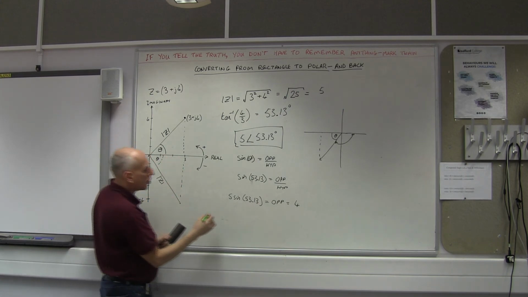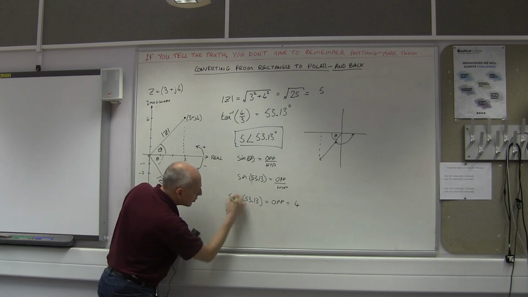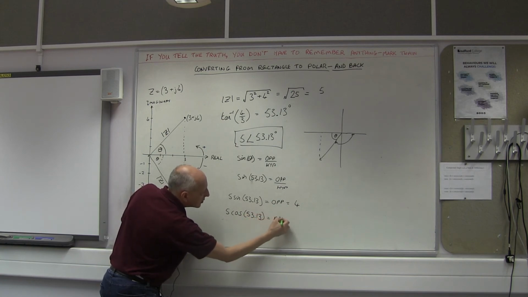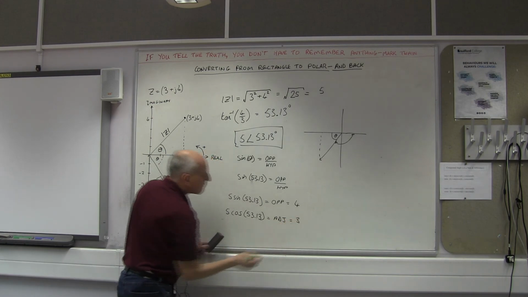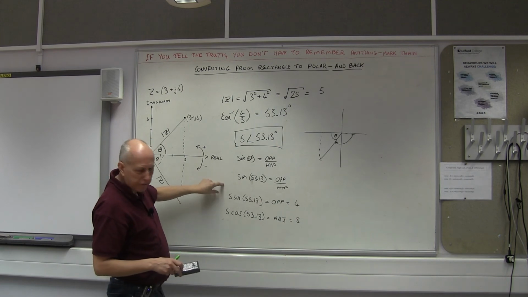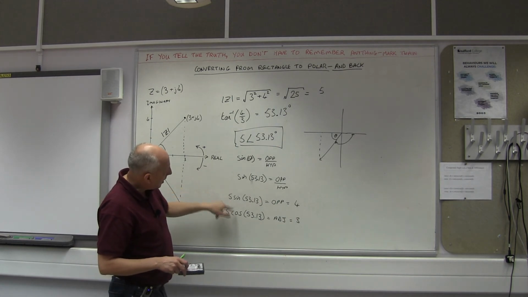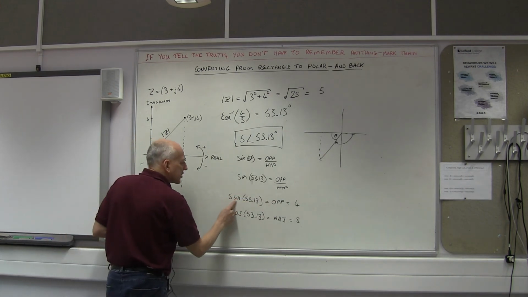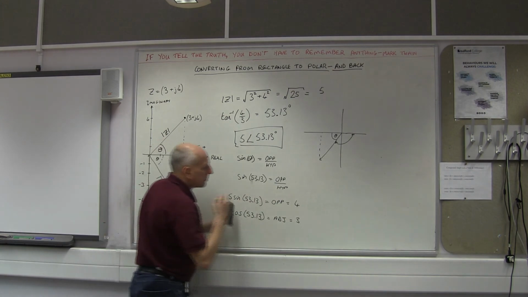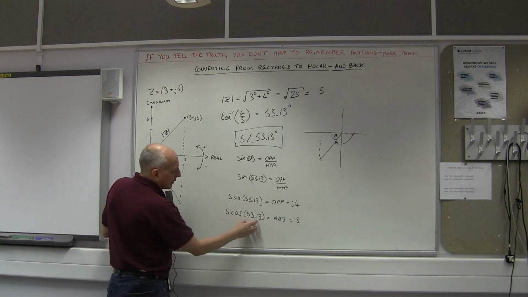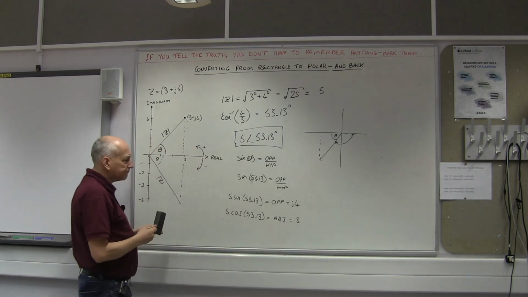Then if I do the other one, if I'm looking for the real part, then I'm going to use cosine. So it's going to be 5. If I do the same process, I'll get 5 cosine 53.13 would equal the adjacent, which would give me 3. Okay, so the formula is always the same. The modulus always comes to the front as a multiplier. So your modulus times the sine will give you the j term, or imaginary term. And this would give you the real part.